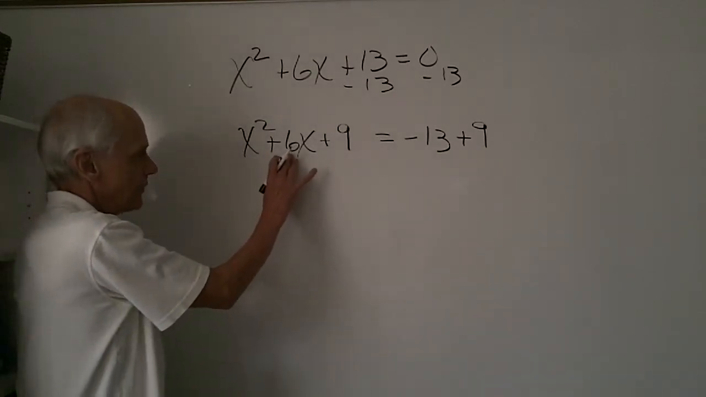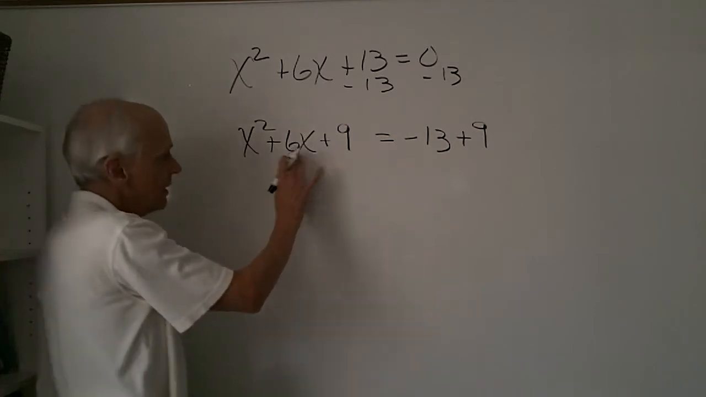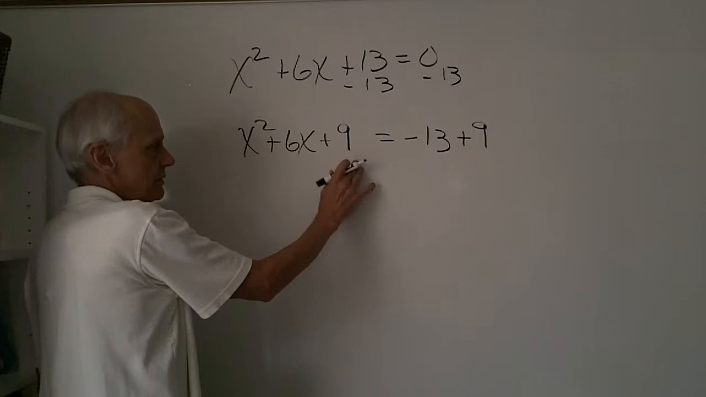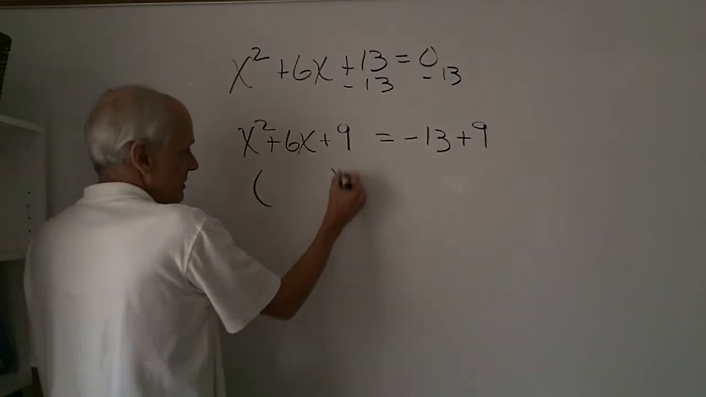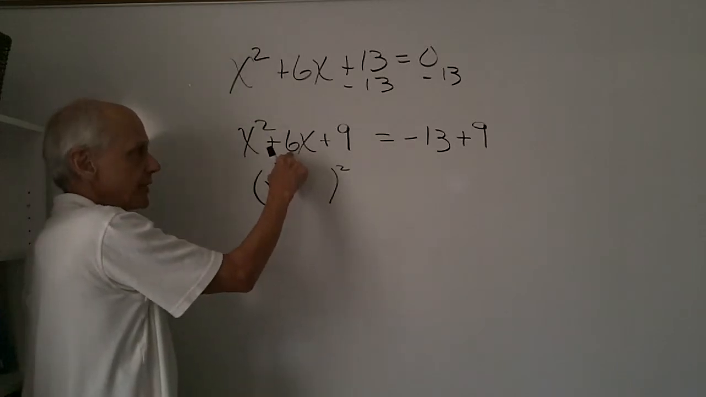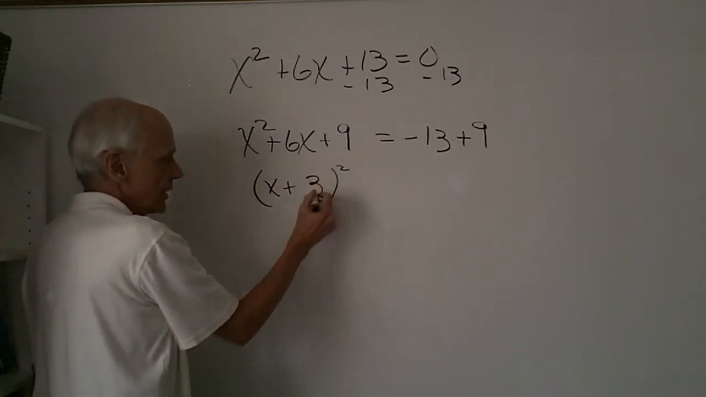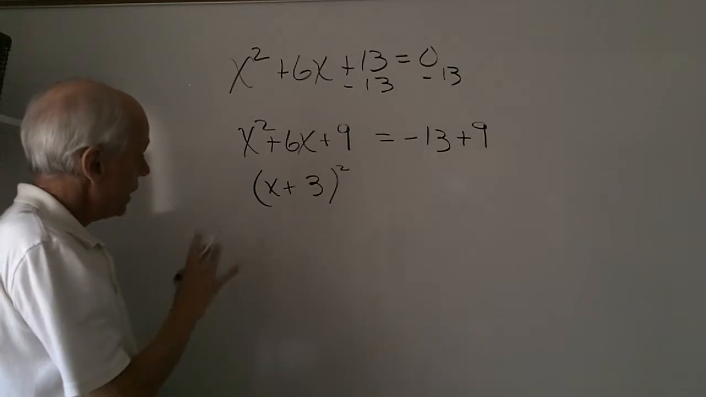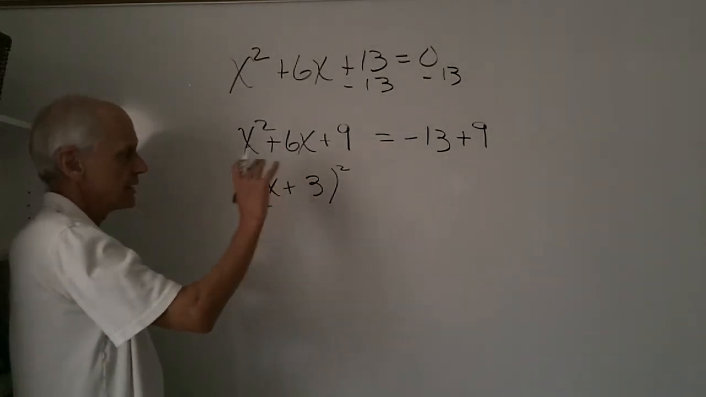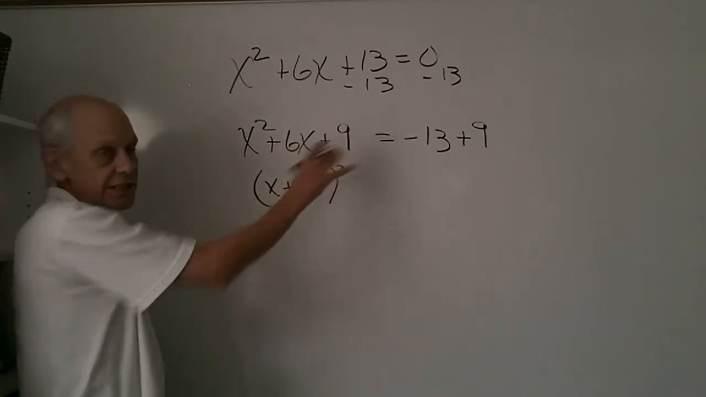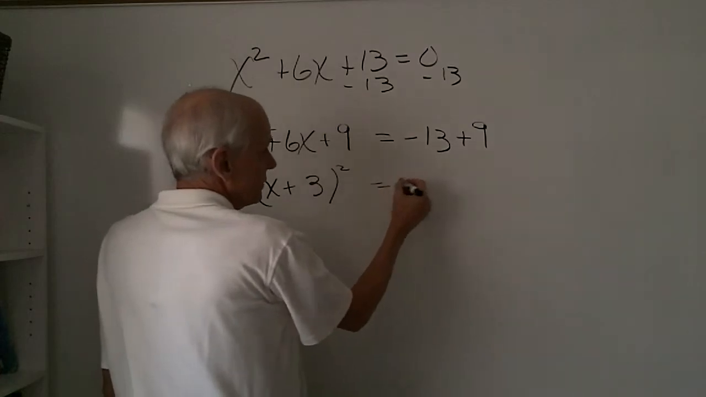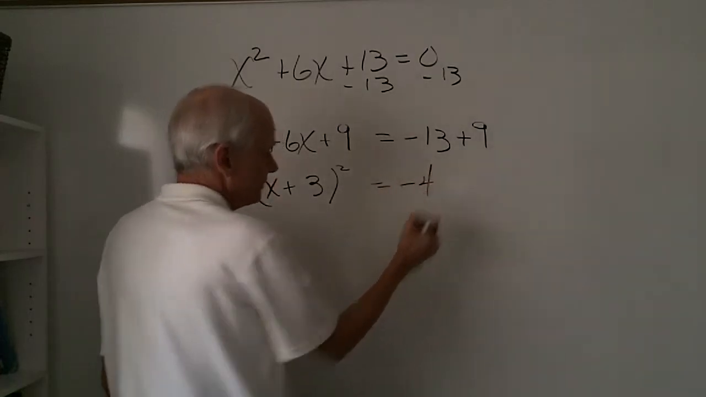Automatically, when you take half of this middle constant term and square it, you are going to have a perfect square here on the left. And as a matter of fact, there's going to be x plus whatever 1/2 of this was, which was 3. X plus 3 squared. If you actually expand this, you're going to get x squared plus 3x plus 3x plus 9, which is x squared plus 6x plus 9. Over here, we're going to get a negative 4.